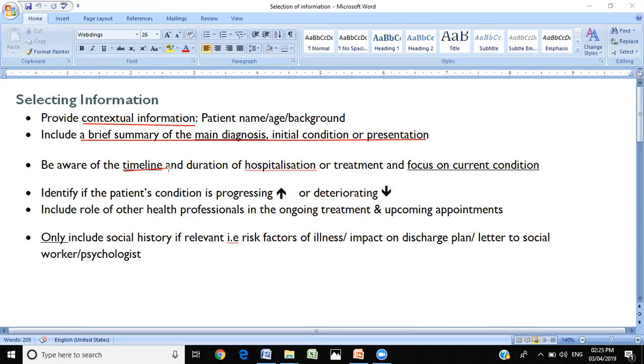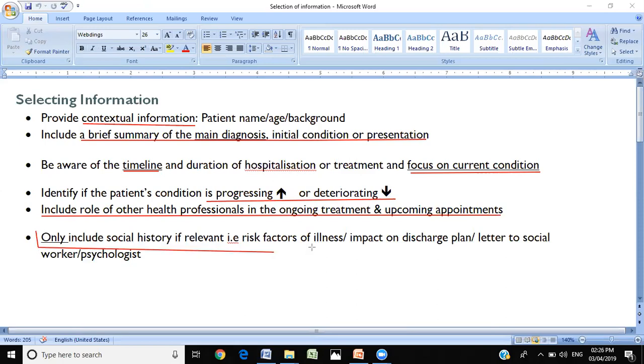Be aware of timeline. When was the operation done, when he was admitted. And more importantly, focus on current condition. Instead of saying what was his pain level on admission, it is better to say what is his pain level now. Look at the case notes, see if the patient's condition is progressing or deteriorating. Include the role of other health professionals in upcoming appointment and ongoing treatment. So here the physiotherapist role is important, because we are writing to the physiotherapist. And it says only include, that means don't include otherwise.